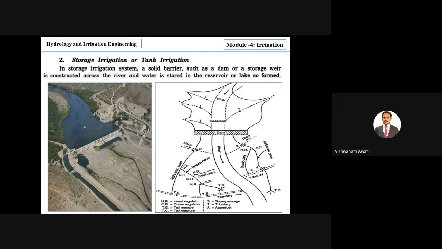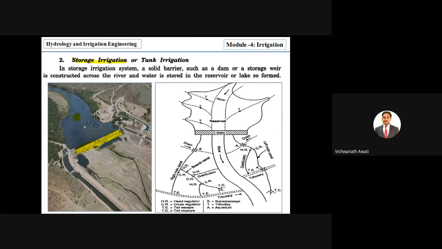We'll see next storage irrigation, or tank irrigation. The difference between storage irrigation and direct irrigation is that in direct irrigation, without storing the water, it has to be supplied to the diversion work. But here water is stored in the upstream area, right? Here it is a small dam, and water is stored in the upstream area, right?